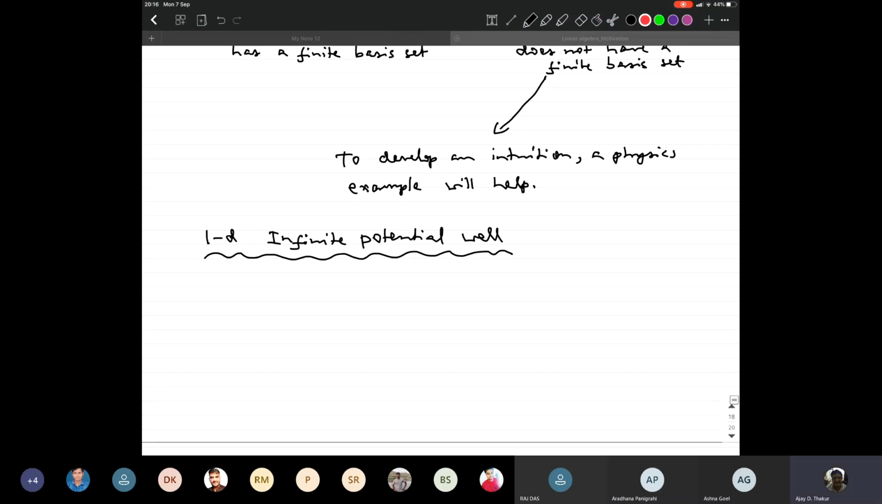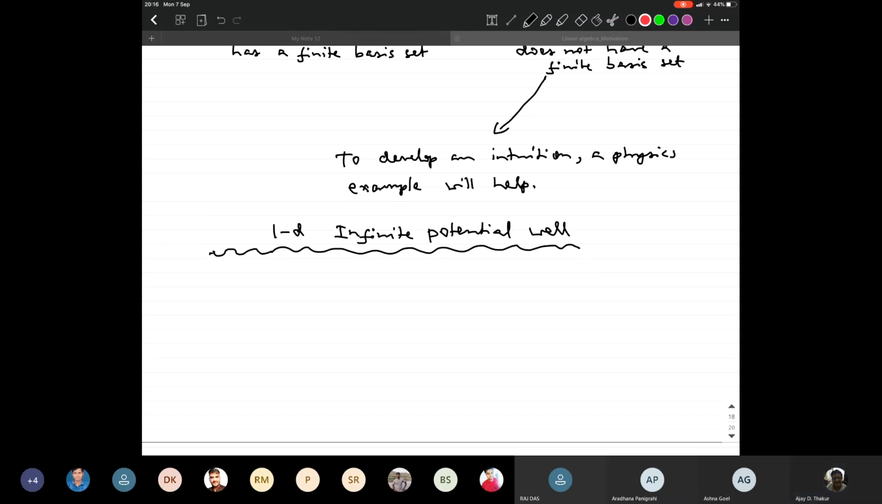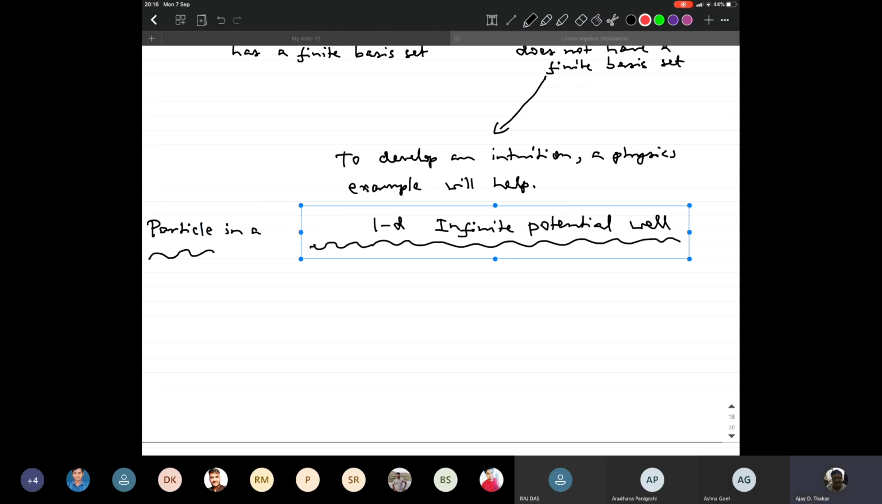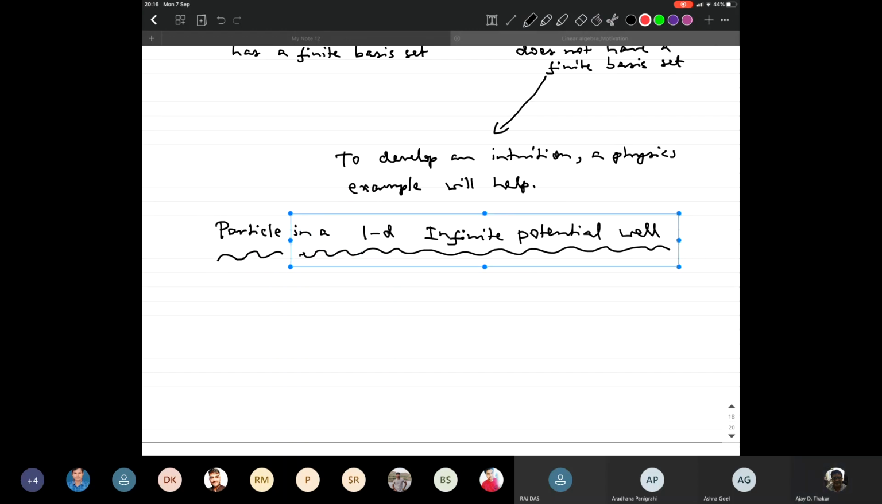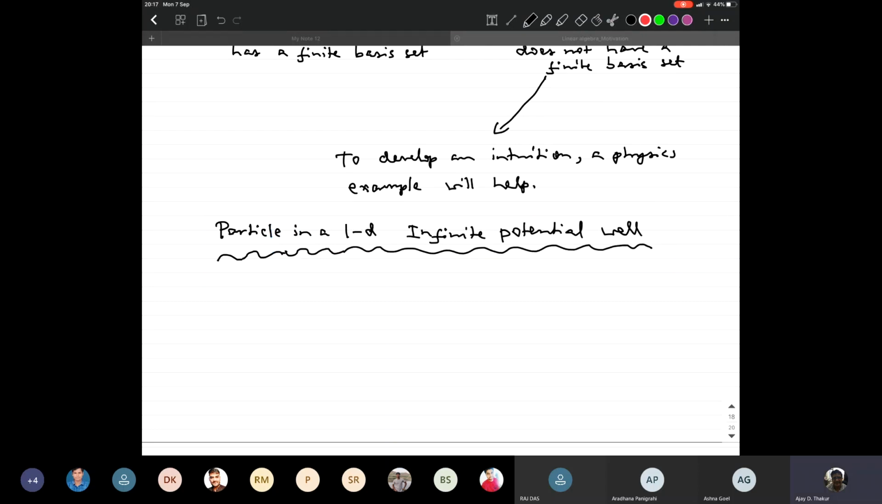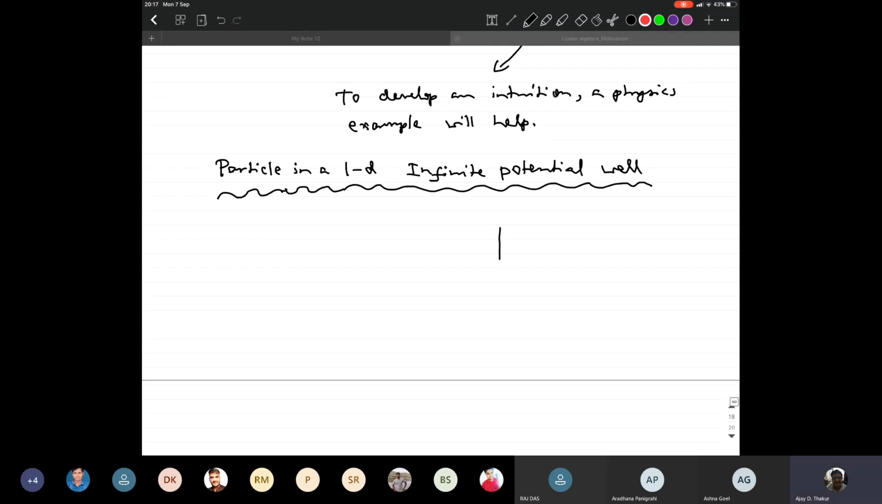What we are talking about is a particle in a 1D infinite potential well. So let's move this entire thing here. Just don't want it to be in the middle of the page. So what is the problem? Let me just state.